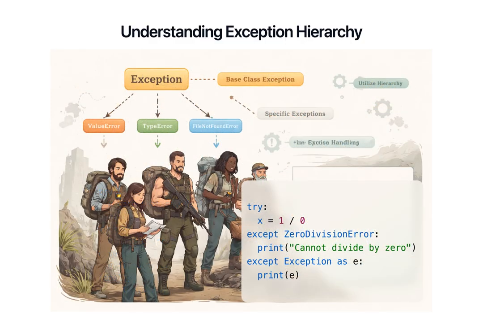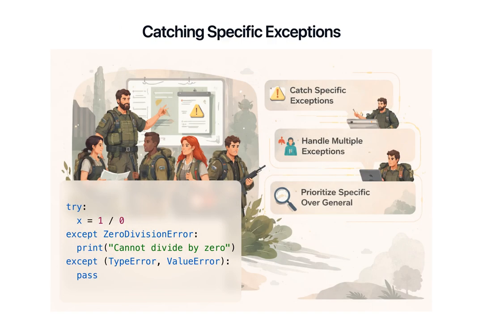Python's exceptions are organized in a hierarchy, with the base class Exception at the top. Understanding this hierarchy helps in identifying specific exceptions and handling them effectively. Catching specific exceptions allows for precise error handling. Use the except block to catch multiple exceptions and prioritize specific exceptions to avoid handling too broadly.